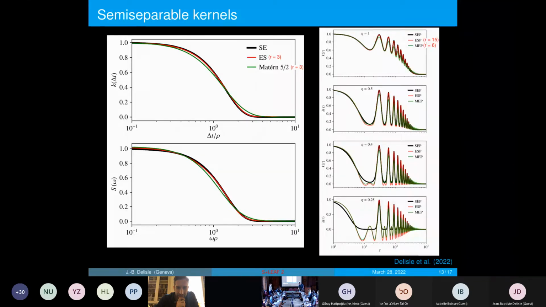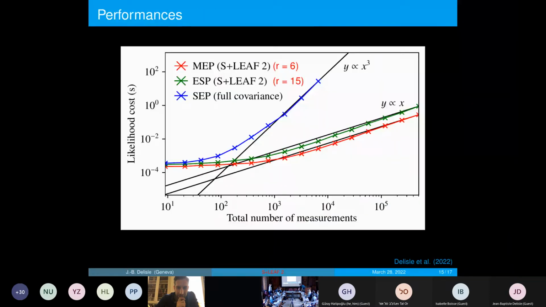And yeah, just maybe the performances, to show the improvements. So here it's using the full covariance matrix, and here it's with the celerite kind of approach. And typically for the case I showed, we have like 700 measurements, and we have an improvement of 2 orders of magnitude to compute the likelihood. And of course, for more measurements, it's more efficient.